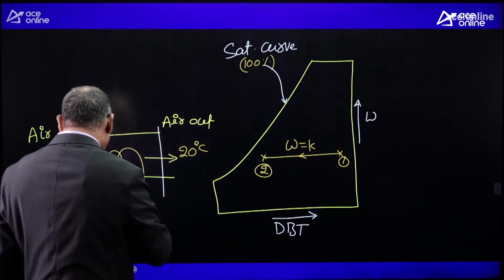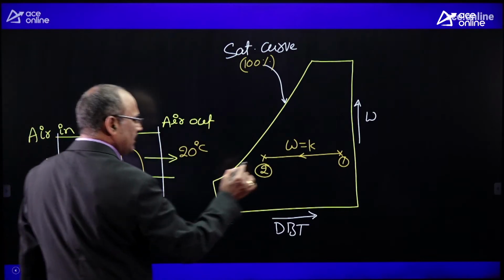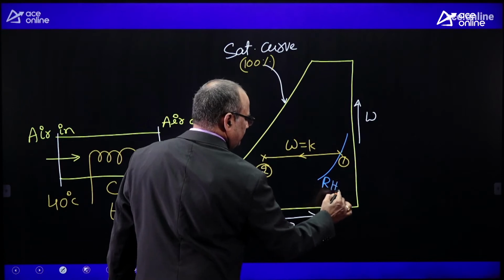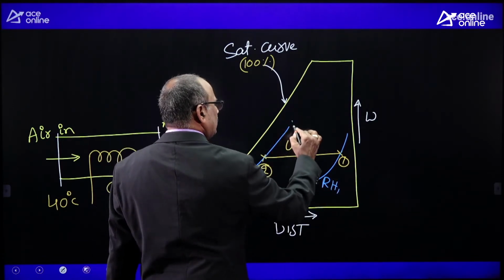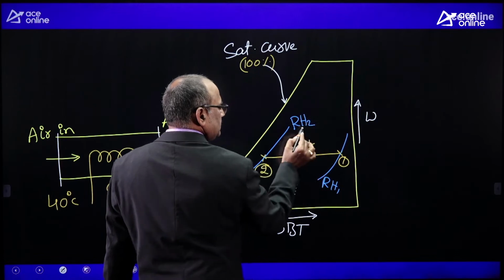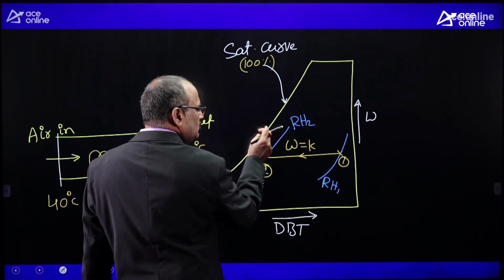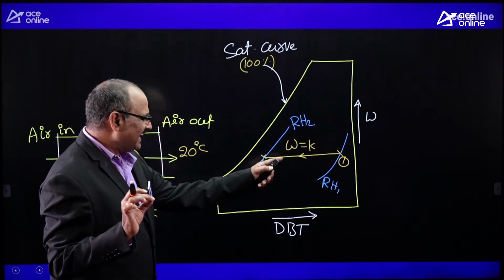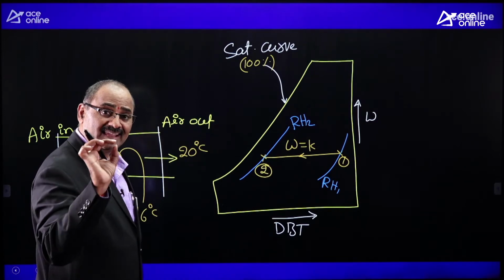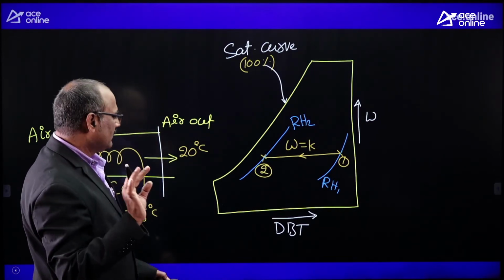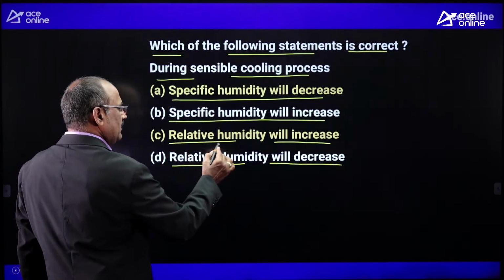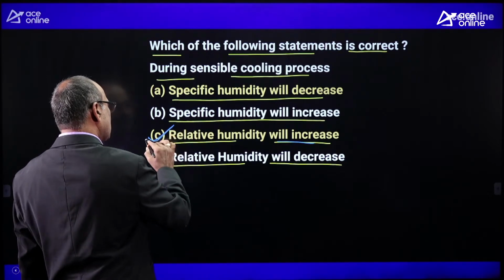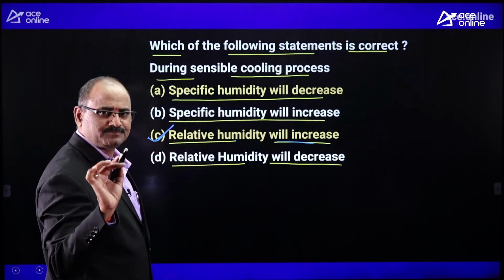Okay? The RH value, that is relative humidity corresponding to state 1, may be like this, RH1. This RH value corresponding to state 2, this RH2 curve is very close to saturation curve. Therefore, because of the sensible cooling, the relative humidity increases. Okay. Now look at the options. Relative humidity will increase because of the sensible cooling process. Therefore, I am selecting the option C.